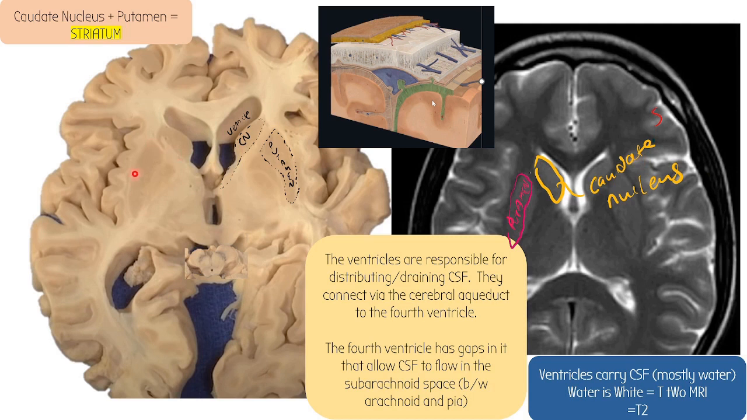Okay. You can see, because they're darker, they're more striated than the rest of the brain here. They're called the striatum. So the caudate nucleus plus the putamen are called the striatum. And again, these are important in your basal ganglia.